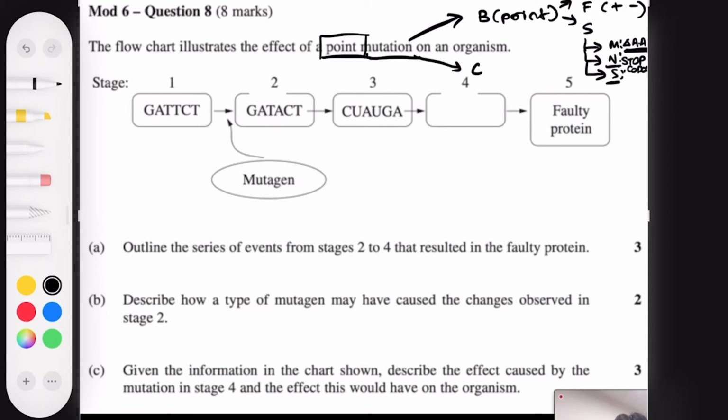Good. So nonsense mutation produces a stop codon, and silent produces the same amino acid. Good. Now, what you see here is a point mutation, and what has occurred? You've gone from TCT to where? ACT. Do you agree? That's the effect here. It's a base substitution. What's happened here?